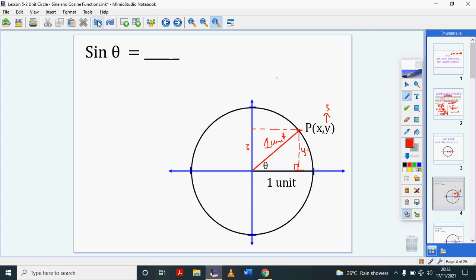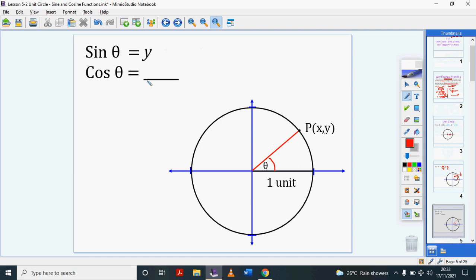So I'm just trying to show you that this y value, the y coordinate, is the opposite side of this right angled triangle inside the unit circle. So if I want to find the sine, remember sine is equal to opposite over hypotenuse, right? The opposite is y, and the hypotenuse is just 1 because this is a unit circle. So I end up seeing that in a unit circle, the sine of theta is just y.